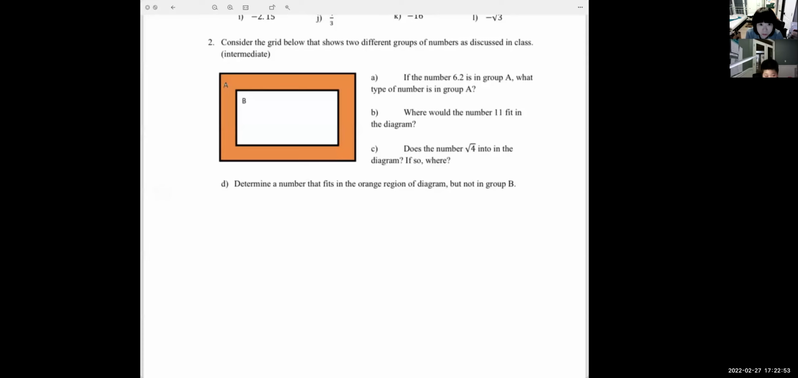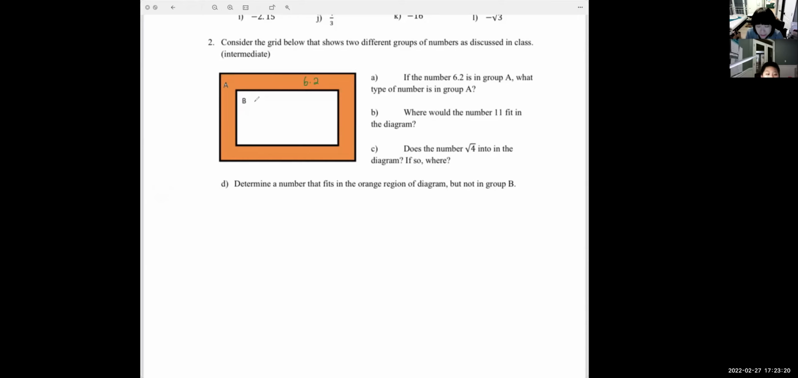So let's take a look at this one, Jaden. Consider the grid below that shows 2 different groups of numbers as discussed in class. So see, the outside is obviously bigger than the smaller B, right? So group A is bigger than group B, correct, Jaden? Okay, so let's take a look at this one. If the number 6.2 is in group A, what type of number is group A?